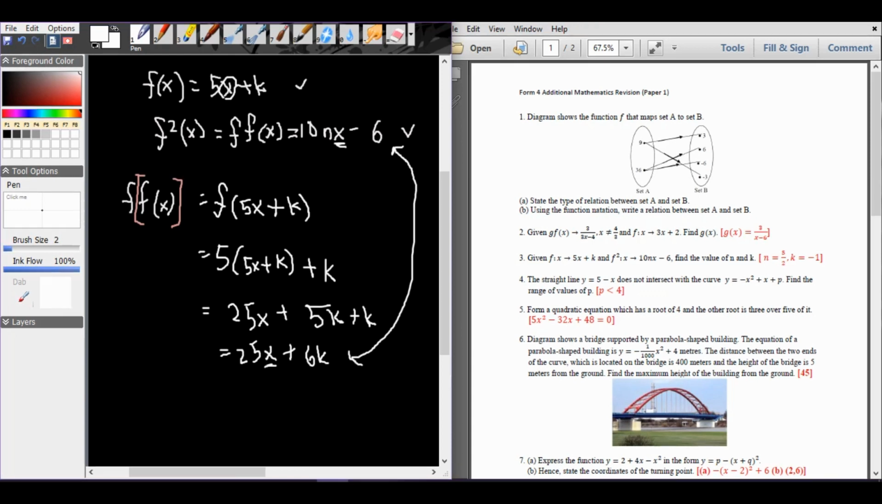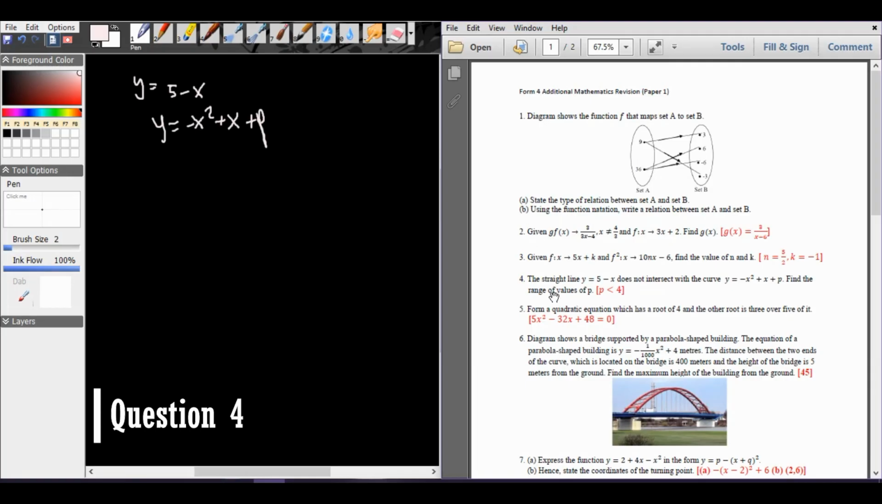Then you just compare these two functions. Okay, so we compare the coefficient of x. 25 equals to 10n, so n equals to 2.5 or 5 over 2. And then 6k equals to negative 6, so k equals to negative 1.